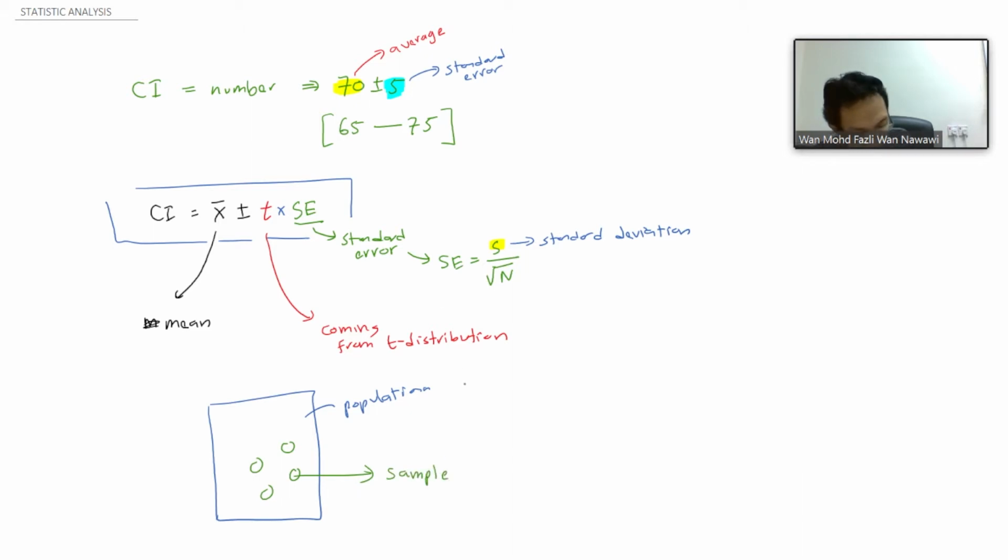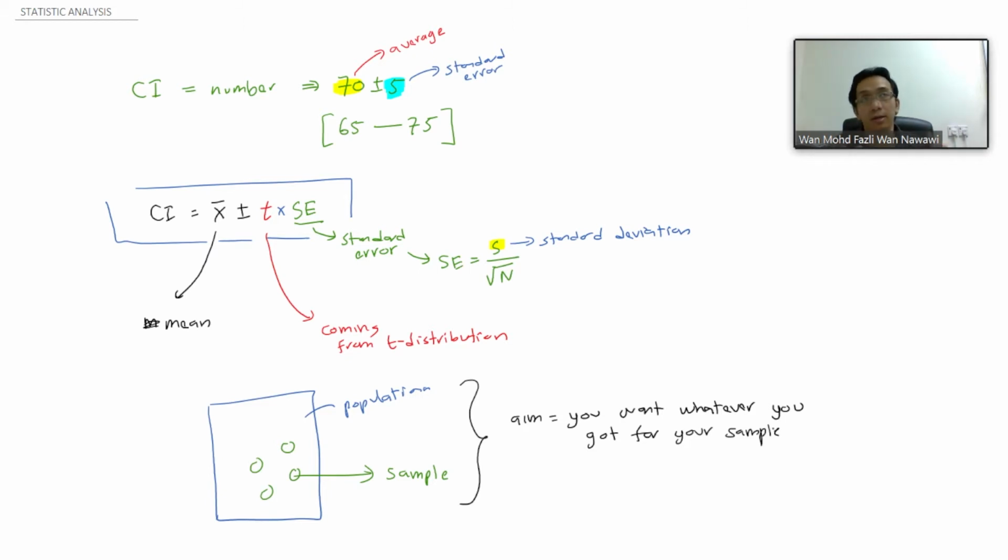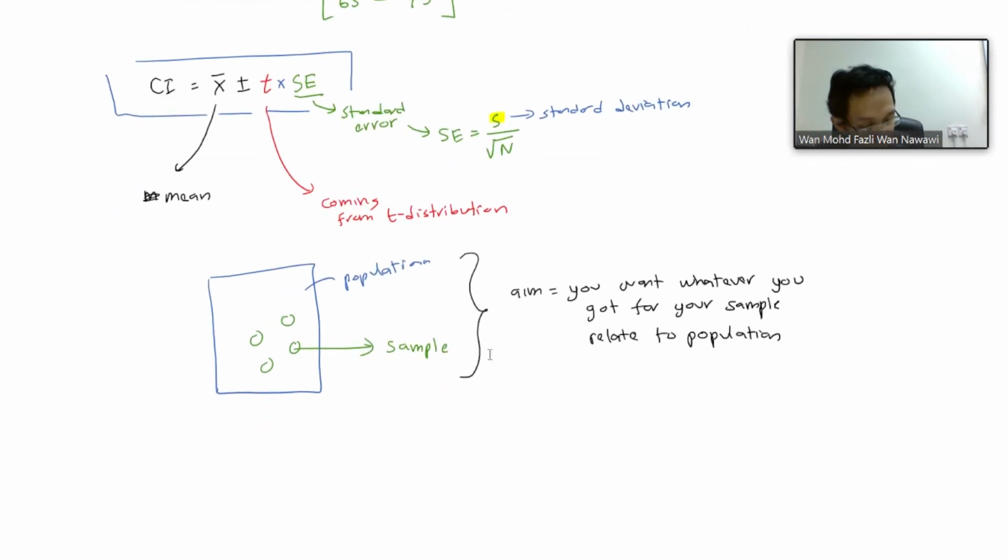When you perform your statistical analysis, the idea is that you want whatever you say about your sample to be representative of the population. This is the aim of statistics. You want whatever you got for your sample, meaning the standard deviation, the standard error, the mean and so on, to relate to the population. So that is the reason why you have the confidence interval.